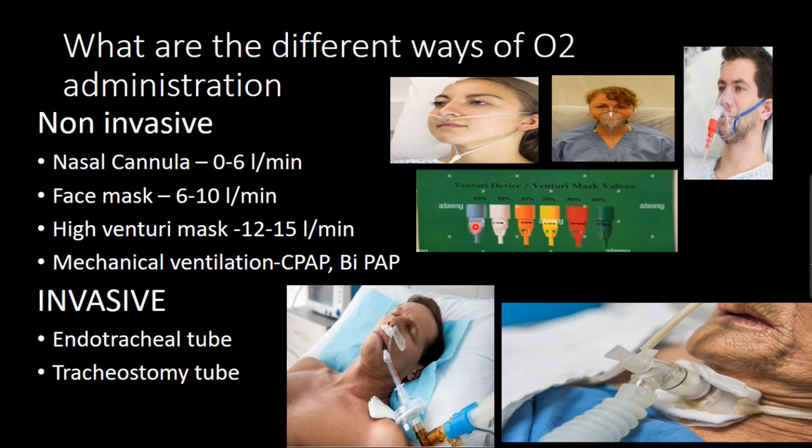You can see here, this blue can deliver 24% of oxygen, this white one can deliver 28, orange can deliver 31, and this yellow 35, red can deliver 40% of oxygen, and this green valve can deliver 60% of oxygen. Okay. So with this high venturi mask we can deliver 12 to 15 liters of oxygen per minute to the patient. Okay. Then we have mechanical ventilation.